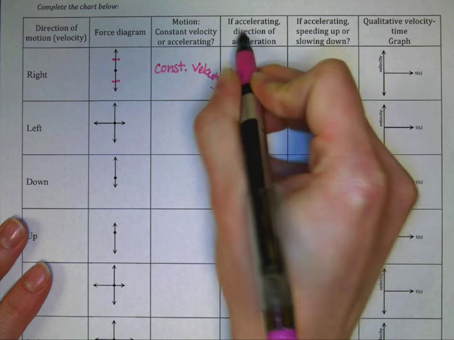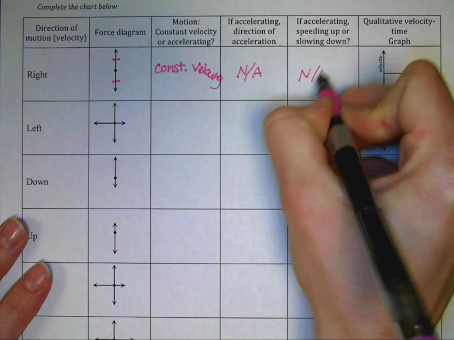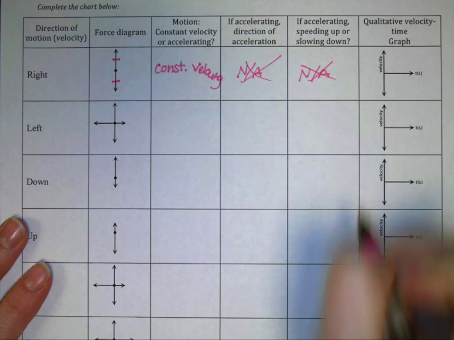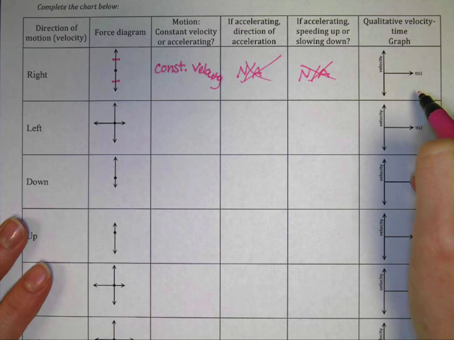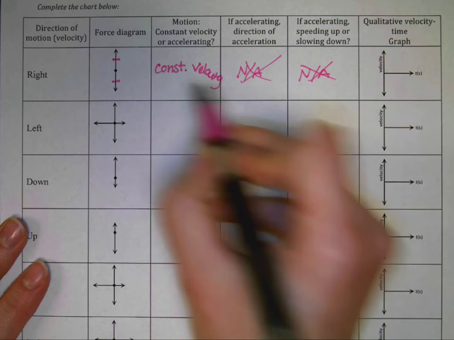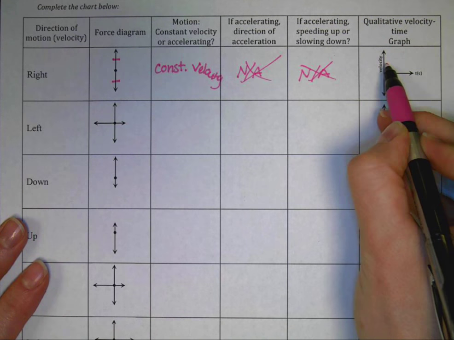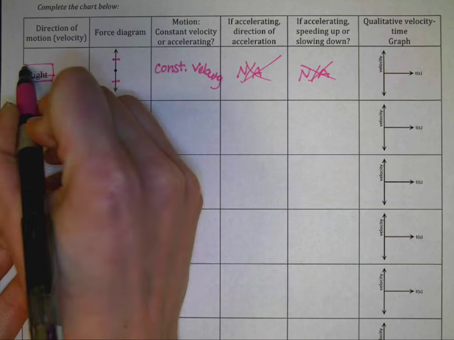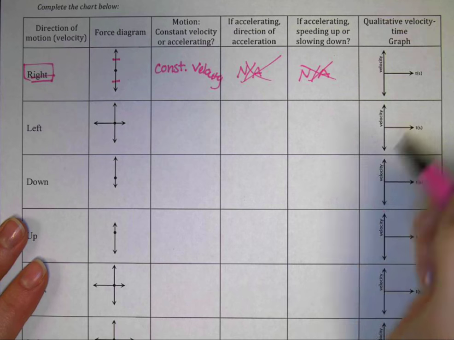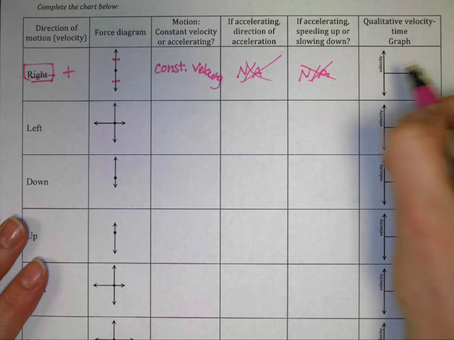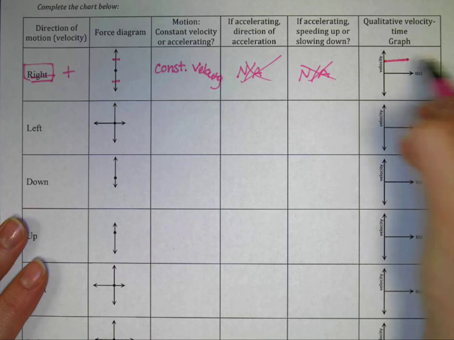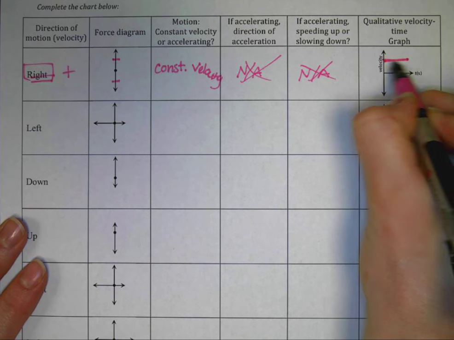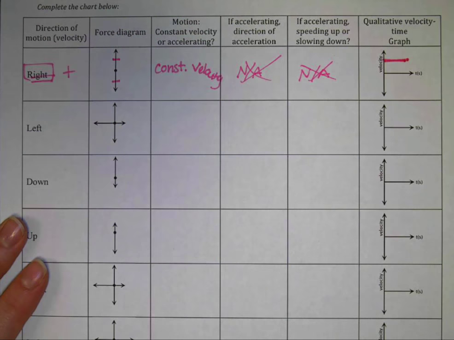Because this is only if it's accelerating, that's not applicable, done. The qualitative velocity time graph, you have to look at a couple pieces of information. It's constant velocity, so it should be a horizontal line on this velocity time graph, but it tells us it's moving to the right. So therefore, that is a positive direction of motion, so that should be a positive velocity. And that should look horizontal.